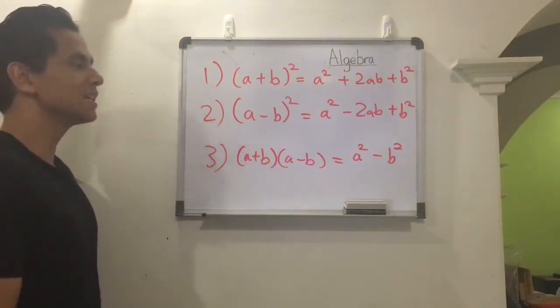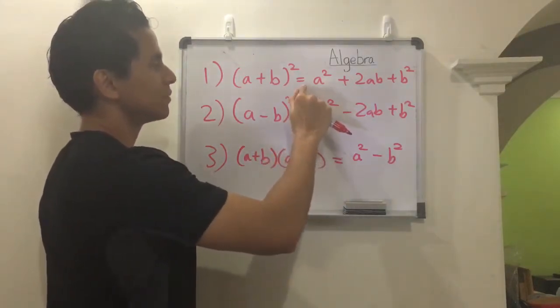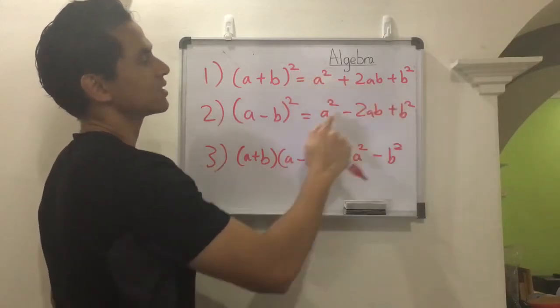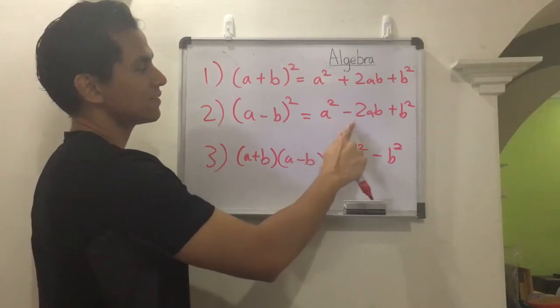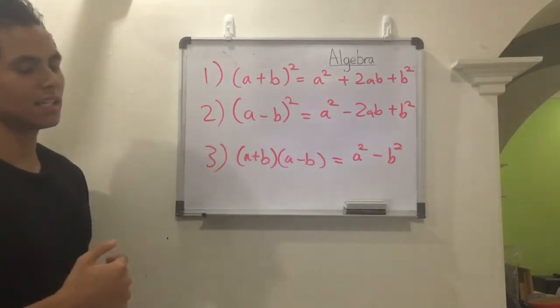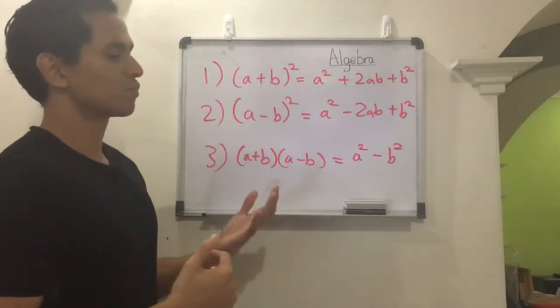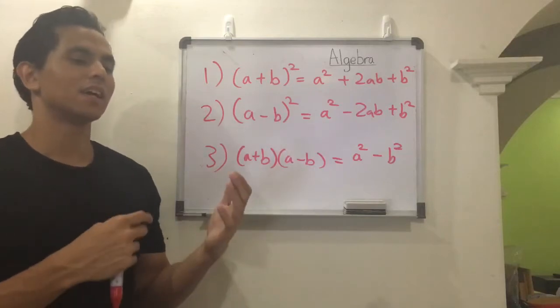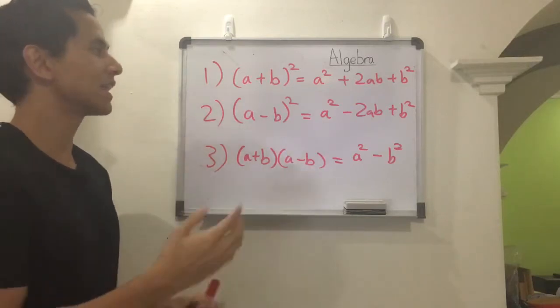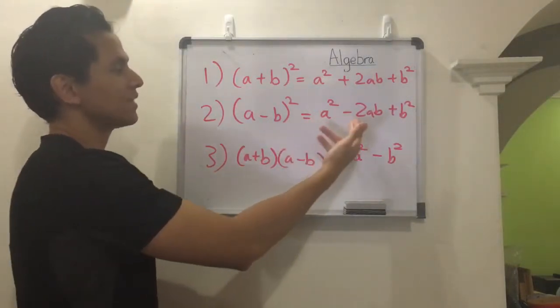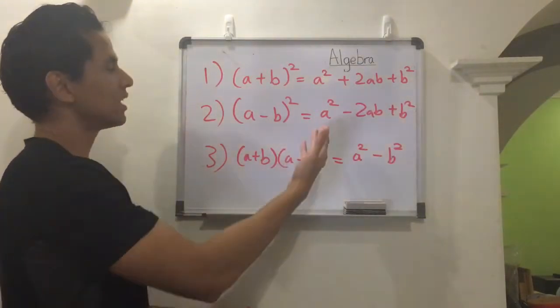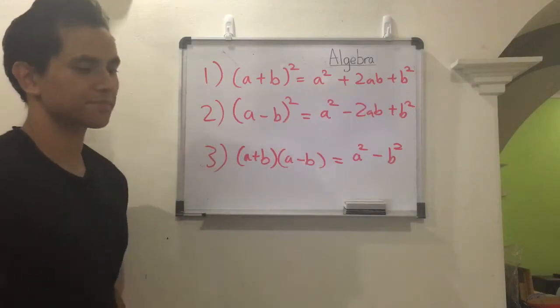One more thing, look at the positive and negative signs. They are all positive in this one, and this one is positive, negative, positive. Later on, with our questions, you can see that if there are three positive terms, we're likely going to use the first identity. And if it's positive, negative, positive, we're likely going to use the second identity.